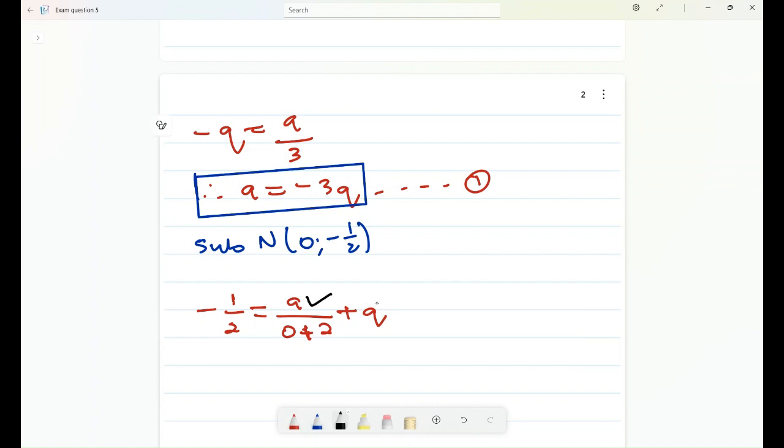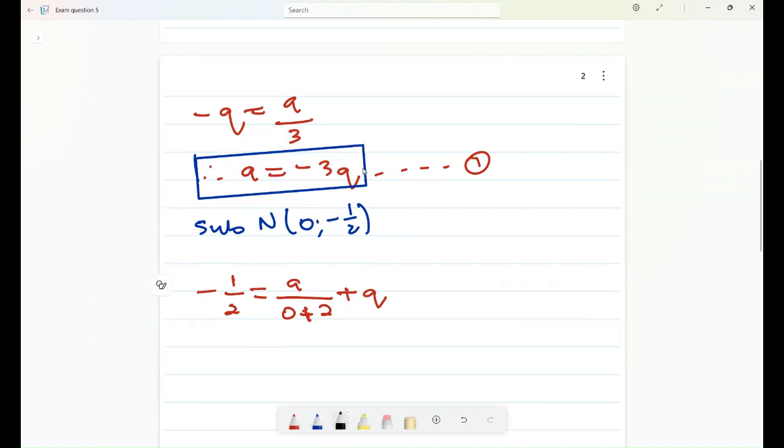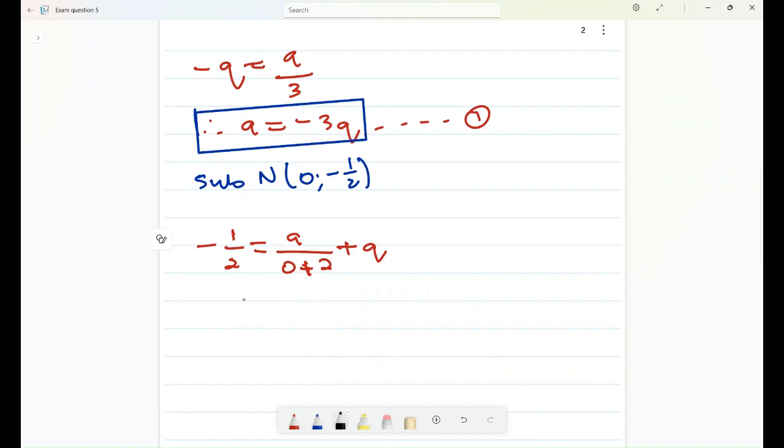Can you see that I have two unknowns again? So this means now I can work simultaneously on this part. Now, how can I maneuver around this one? All right. Do you all agree with me? This is negative 1 divided by 2, equal to a divided by 2 plus q. Can I just multiply everything by 2 to avoid this decimal?